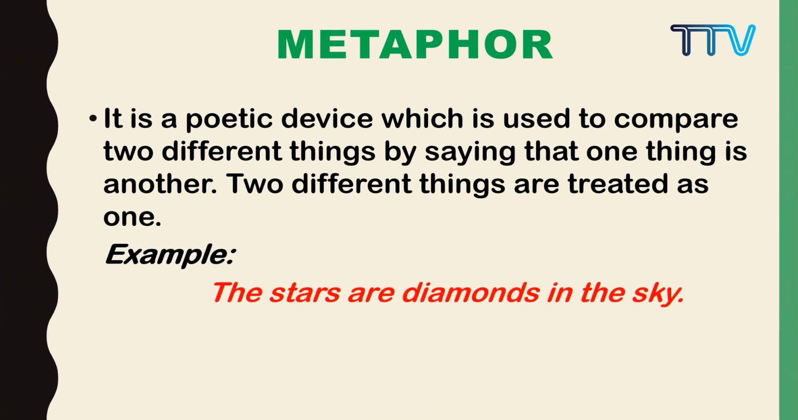For example, the stars are diamonds in the sky. If you remember, in the previous slide when I was discussing simile, the example was the stars twinkle like diamonds in the sky, right? Here I have not written like. The stars are diamonds in the sky. Again, there's a comparison, isn't it? The stars are compared to diamonds, but we are not using words like and as, okay? So the stars are diamonds in the sky.